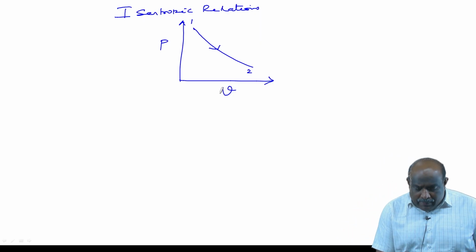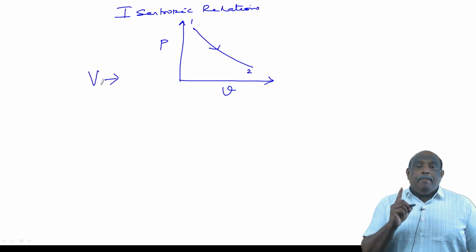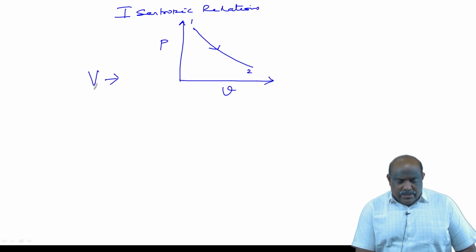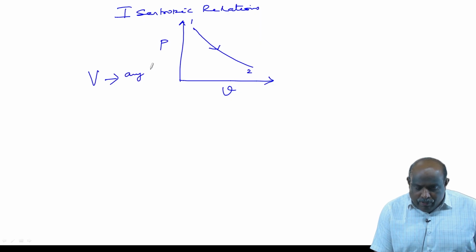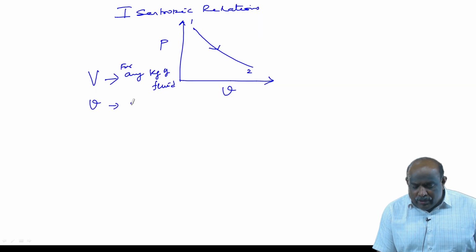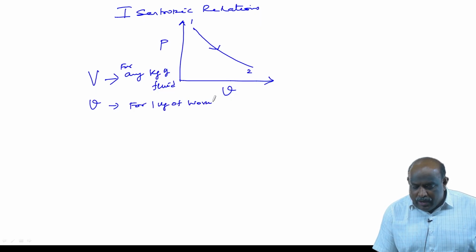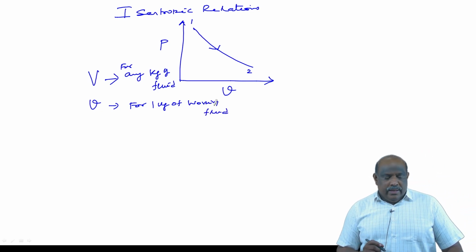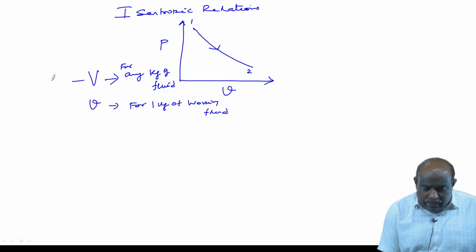When I put capital V, it means any kilogram of the working fluid. When I put small v, it is understood to be for 1 kg of the working fluid. Got the logic? Which means V is volume, small v is specific volume. The unit of V is meter cube, the unit of small v is meter cube per kilogram.